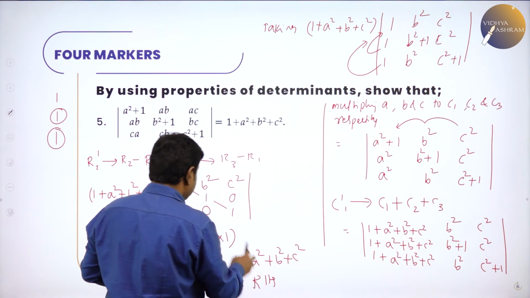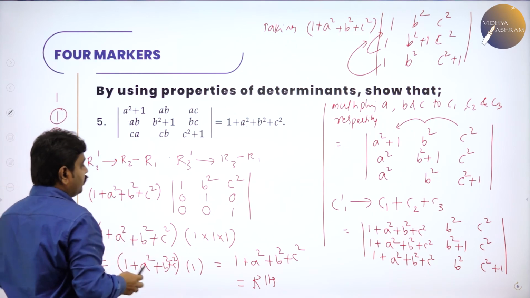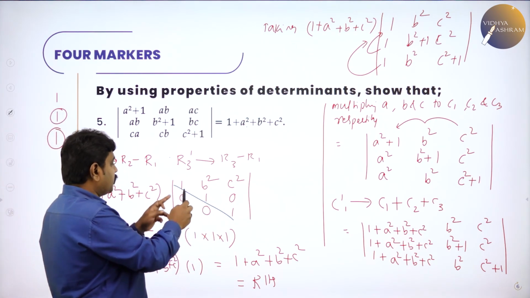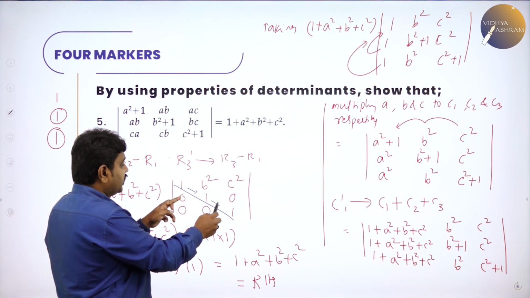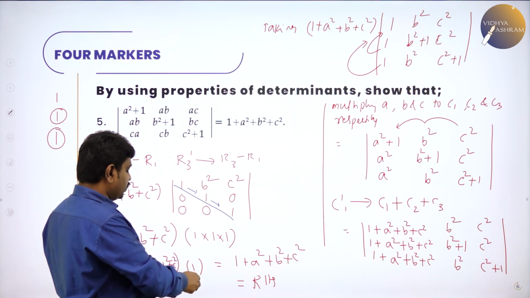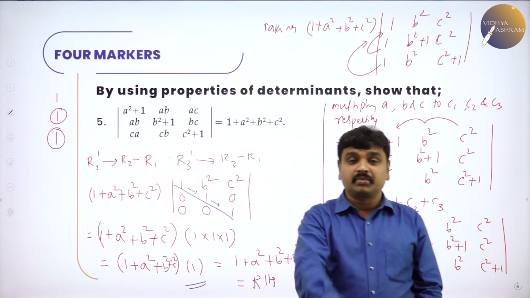So if on any one side of the diagonal the elements are zeros, see this is a diagonal, if you expand, you will get the answer as the product of the diagonal elements, 1 into 1 into 1. Or you expand it, only one time you will get 1 into 1 into 1, that is 1. So you got the RHS. One of the interesting and important problems.